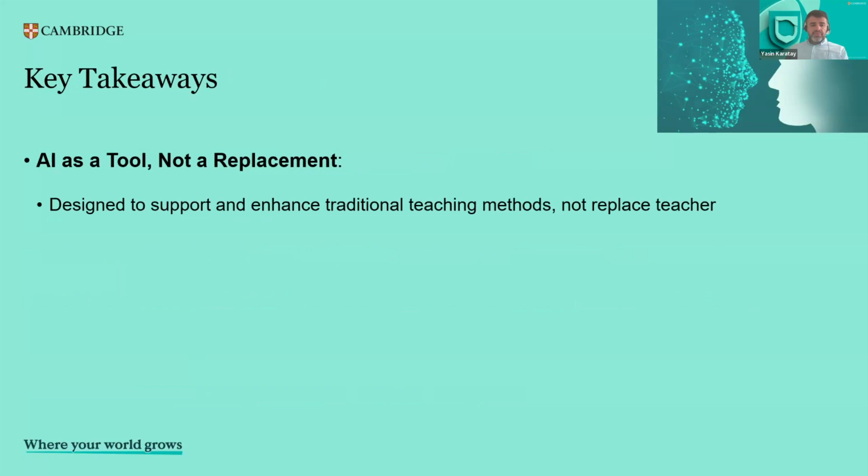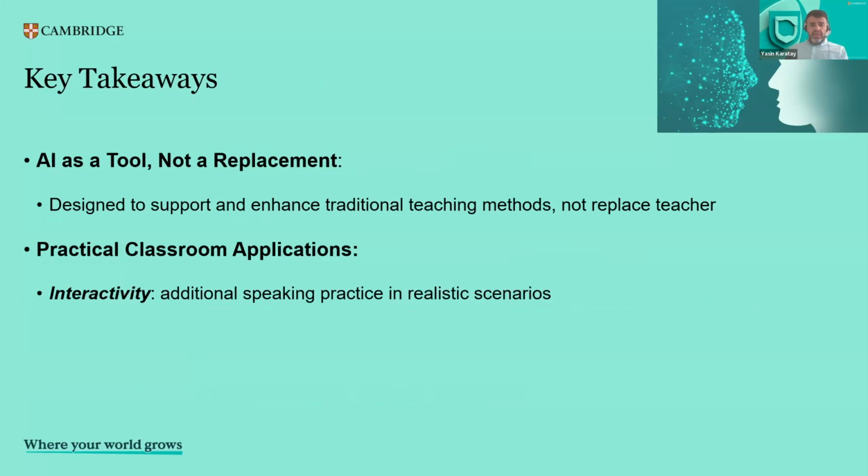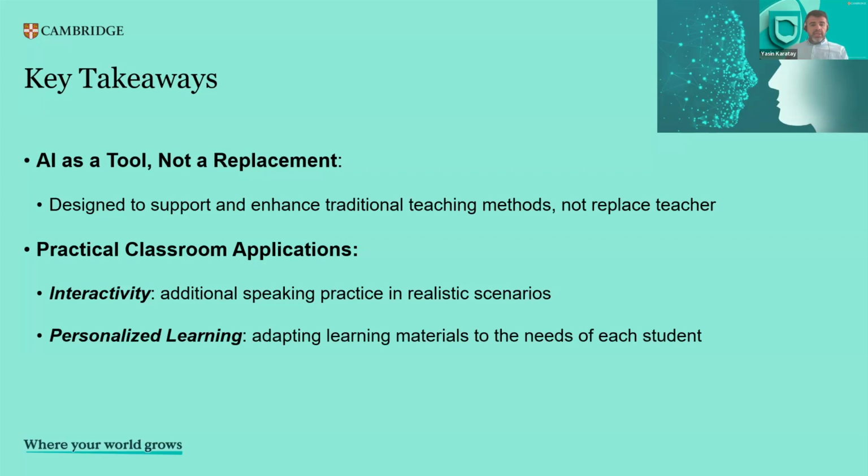We have seen several ways AI can make our classrooms more dynamic, such as interactivity, where AI-driven tools can provide students with additional opportunities to practice, especially speaking in realistic scenarios. The second one is personalized learning. AI's ability to adapt learning materials to the needs of each student is very exciting to me. And the last one is instant feedback. We saw tools like AWE, or automated writing evaluation, that can offer immediate corrections and suggestions.